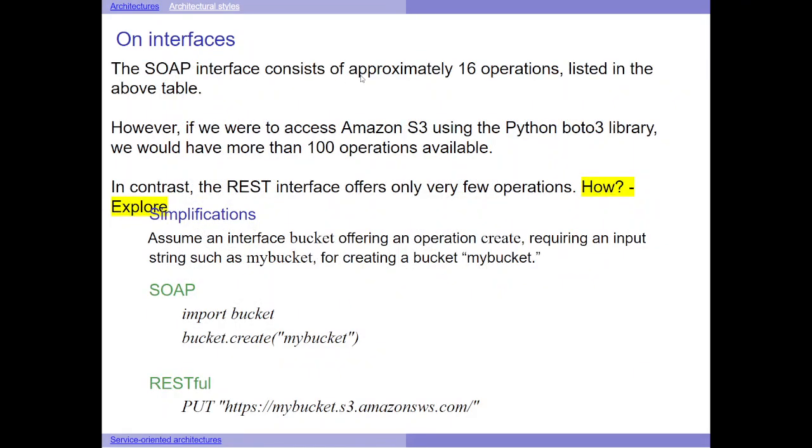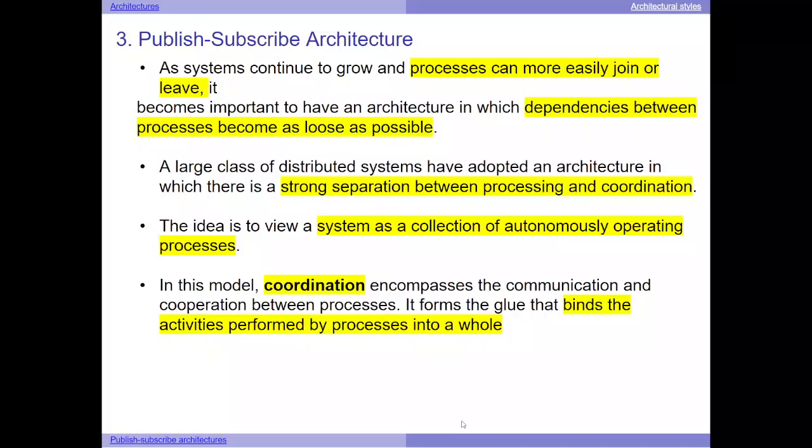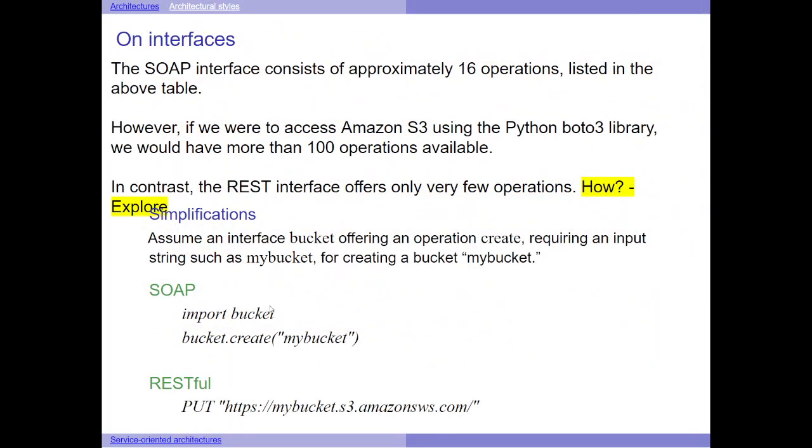Then the SOAP interface consists of approximately 16 operations listed in the above table. However, if you were to access Amazon S3 using the Python Boto3 library, you would have more than 100 operations available. In contrast, the RESTful API or interface offers only a few operations. How? So SOAP: list bucket, create bucket, my bucket. RESTful: put the link, right? So it is also a simplification. So it is easier than the SOAP interface.